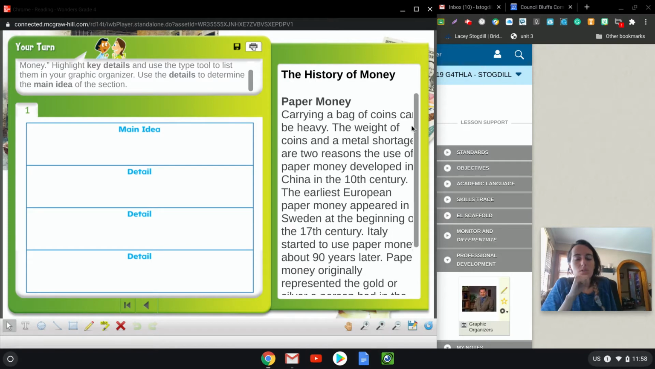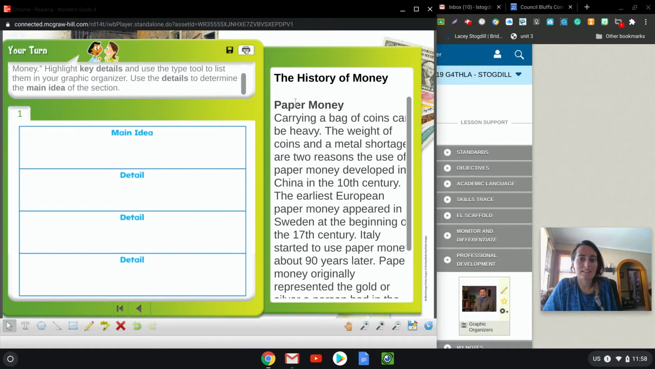All right, so my favorite thing with expository text is this heading, the subheading, kind of gives away what the main idea is about. So we know the main idea is going to be about paper money. So we need to find details that match that now. So we could put, "The weight of coins and a metal shortage are two reasons the use of paper money developed in China in the 10th century." Those are two of the reasons that they were developed.